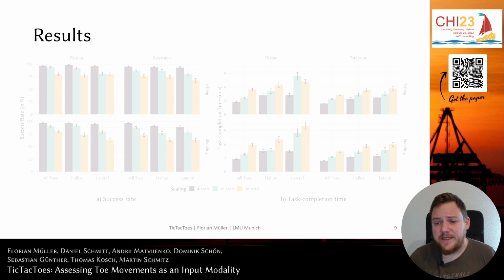Now let's have a short look at the results, and just as a warning, this is a really number-heavy paper, so I only provide you with a short glimpse on the results here. For much more findings, please have a look at the paper.